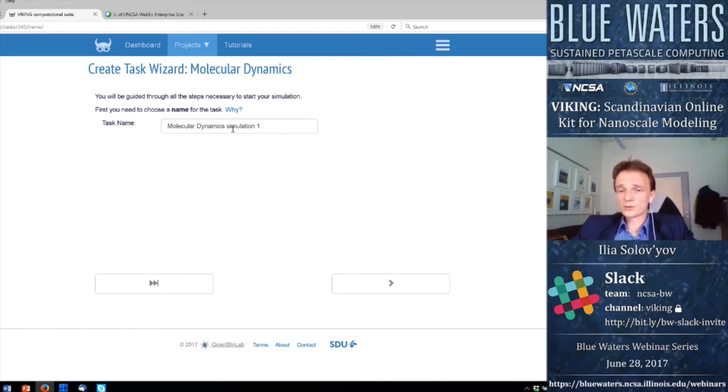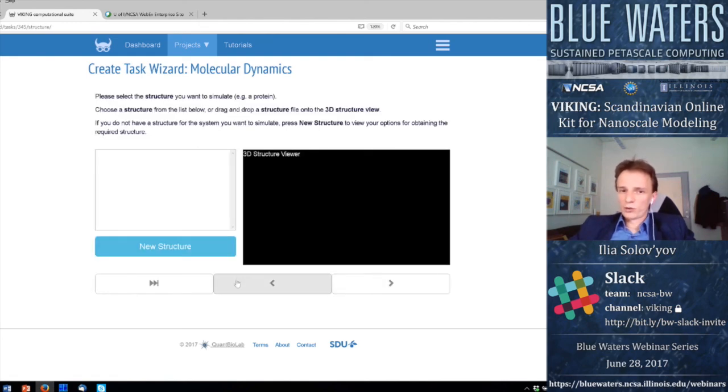The Viking Wizard is basically the core of the Viking workflow that takes the user step by step through different questions that he has to answer in order to be able to construct all the relevant files that later will be used for simulations. I can just keep the default name, or I can also put here a different name if I like to. Okay, let me just put here MD1.